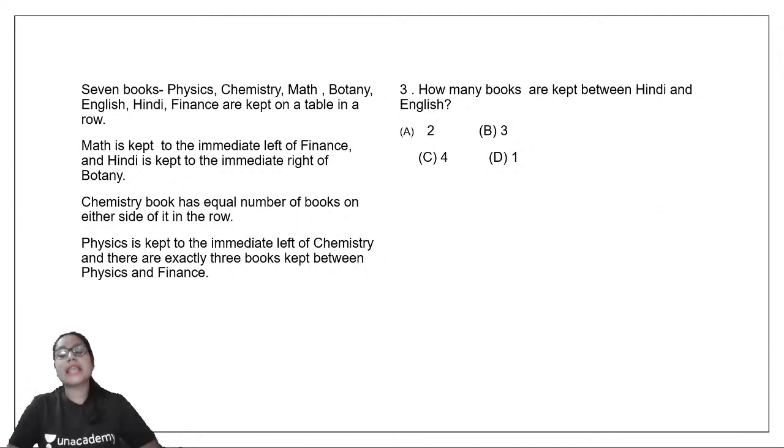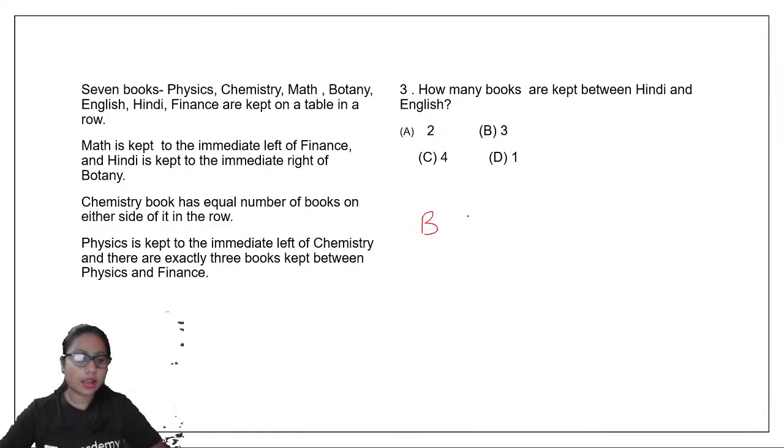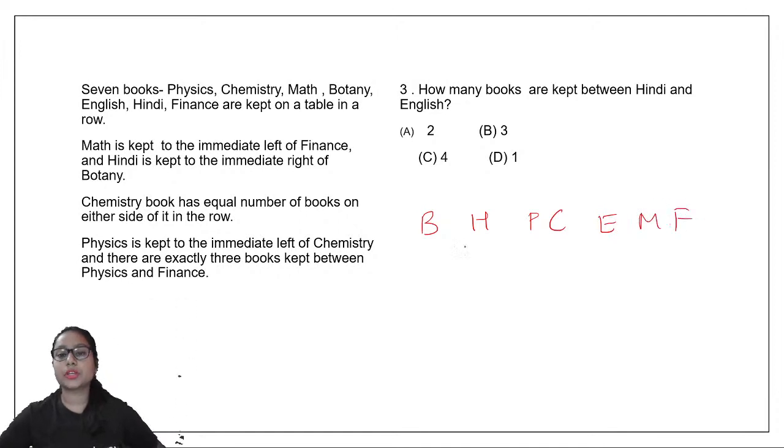How many books are kept between Hindi and English? Okay, I'll list the arrangement again here. We have botany, Hindi, physics, chemistry, English, maths and finance. This was our arrangement of 7 books. How many books are kept between Hindi and English?